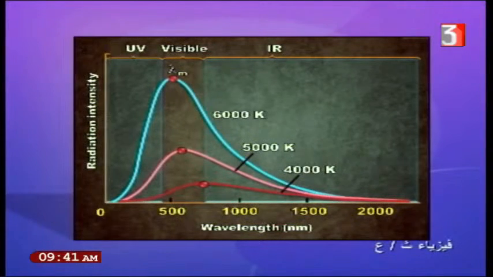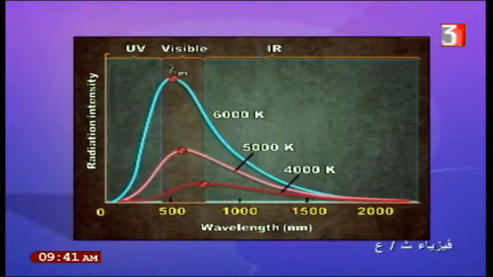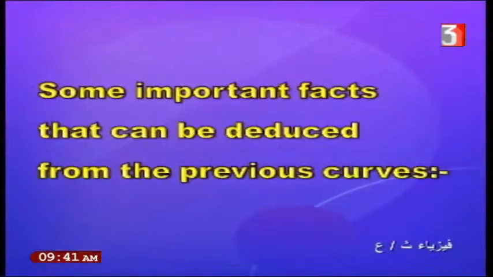Your attention, please. The figure shown in front of you is the relation between intensity of radiation and wavelength. Pay attention to the ultraviolet region, because the radiation of the black body there, since classical physics couldn't explain it, we call the ultraviolet catastrophe. Some important facts can be deduced from the previous curves. We'll take them one by one.